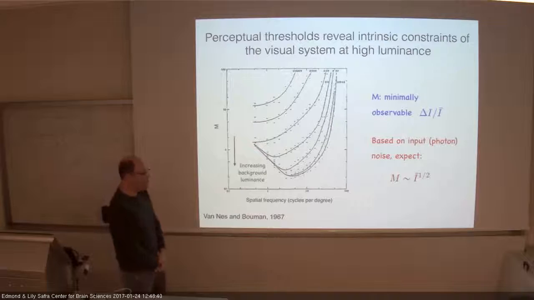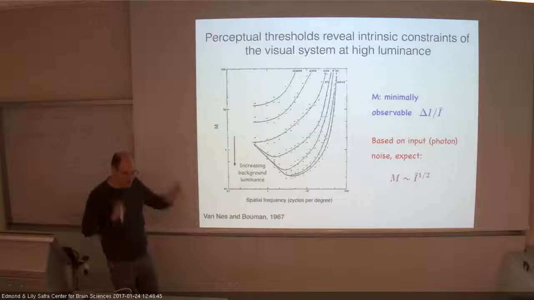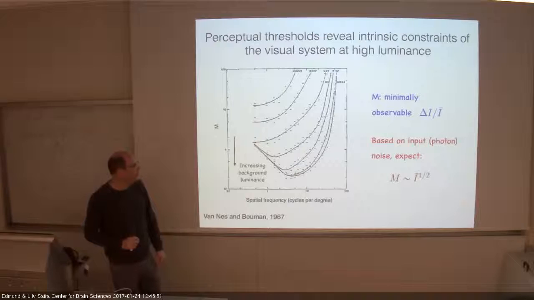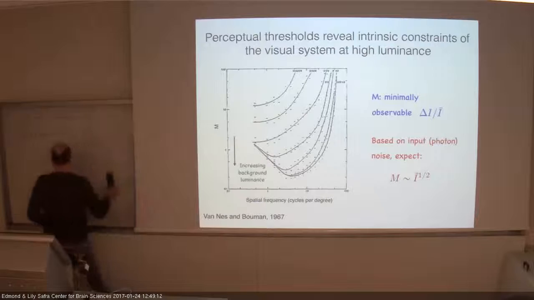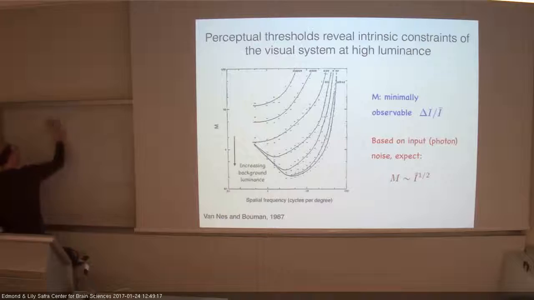first of all a background which includes just constant light intensity, okay, and then on top of that they showed them a sinusoidal grating with some frequency, and they varied the intensity of the grating, and they asked the subjects to detect it. The stimulus was some constant background, plus a grating.